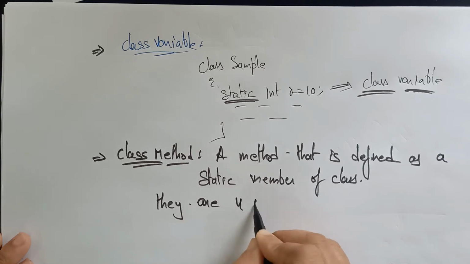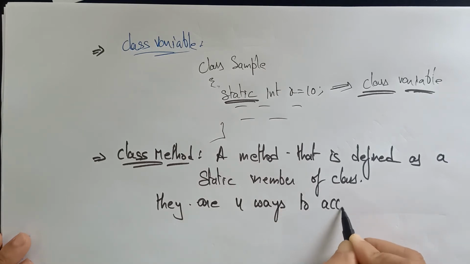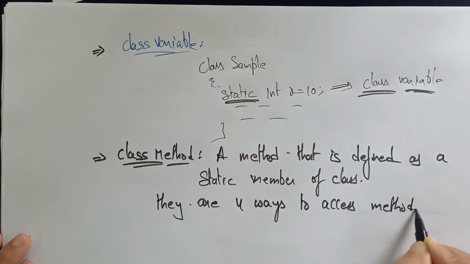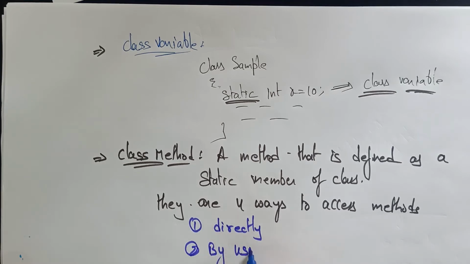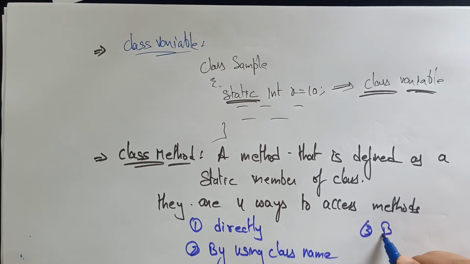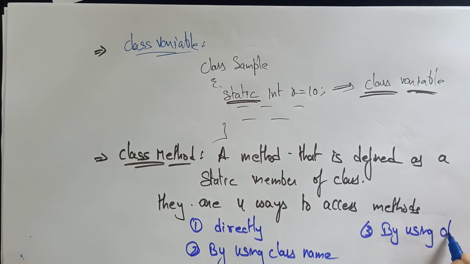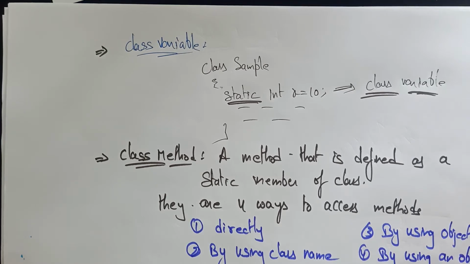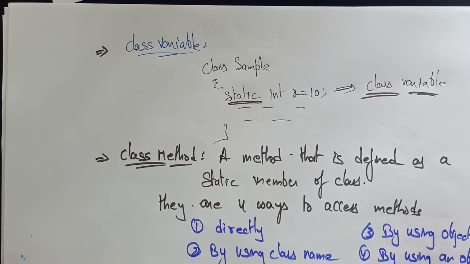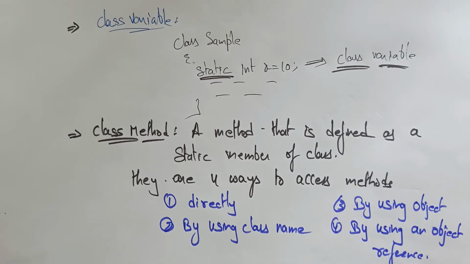Actually, there are four ways to access methods. If you want to access the class methods, there are four ways to access those methods. One is directly. Second one is by using the class name. The third one is by using an object. And the fourth one is by using an object reference. So by using these four ways, you can access the class methods.